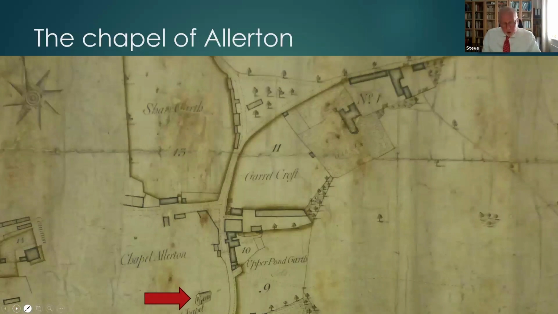This grange proved so successful that the monks opened another grange on this site, which is Chapel Allerton Hall. And this was the second monastic grange of Allerton. Now, today, of course, we call it Chapel Allerton. So when did the chapel first arrive?